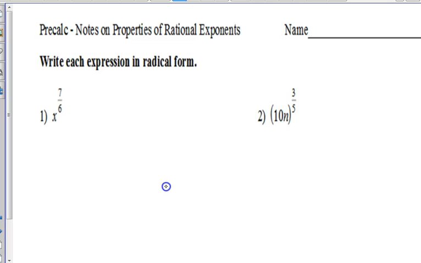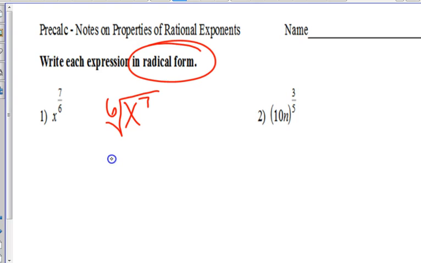Those are just more examples. Let's start here. It says rewrite this in radical form. So what does this mean? 6th root of x to the 7th.